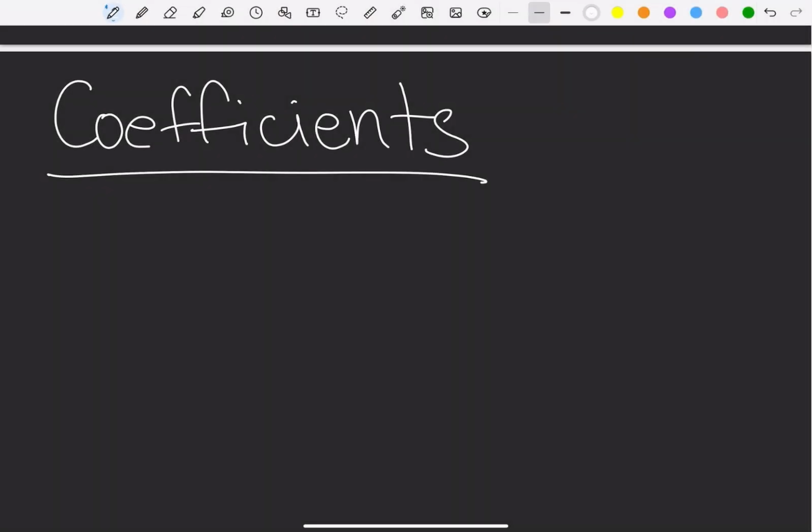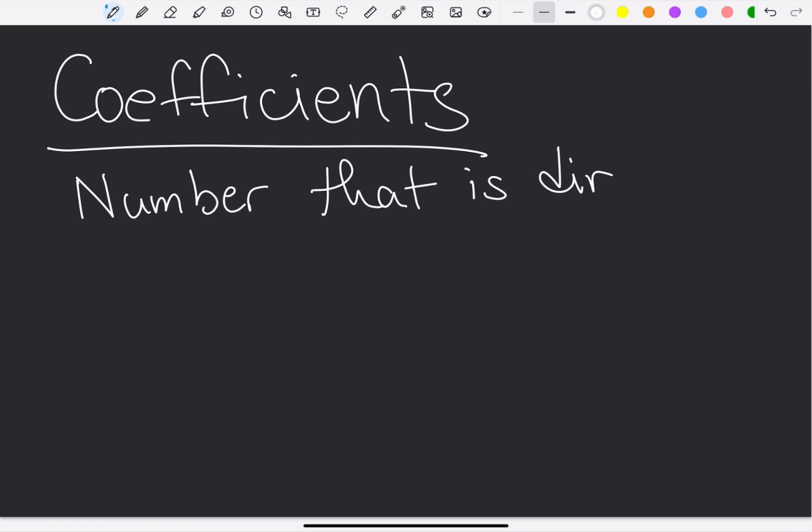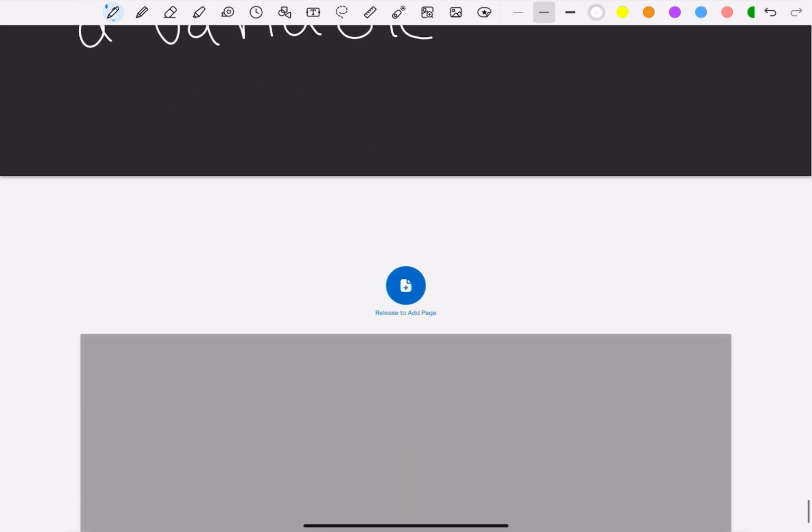Coefficients. What are coefficients? Coefficients are just the number that is directly multiplying a variable. What does that look like? Well, that looks like this. Let's say we have here 8 times x. So what we have here is just 8 times x.